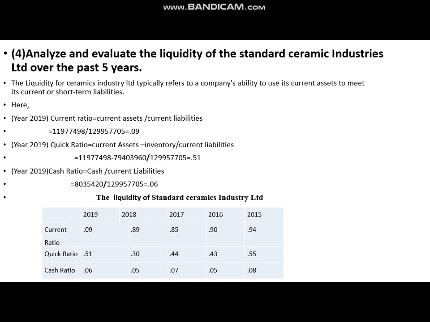Question 4. Analyze and evaluate the liquidity of Standard Ceramic Industry over the last 5 years. Liquidity for Ceramic Industry Ltd typically refers to a company's ability to use its current assets to meet its short-term liabilities. There is a formula for 1 year, and the table is for the last 5 years. Current ratio, quick ratio, and cash ratio.